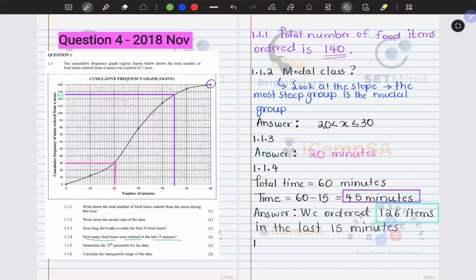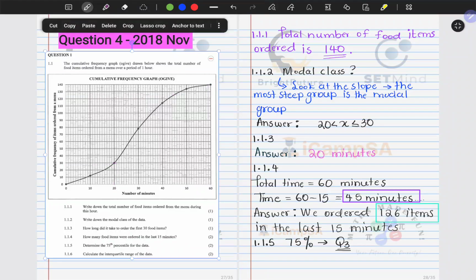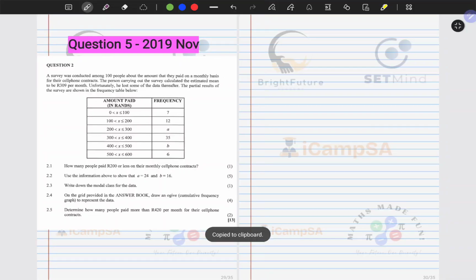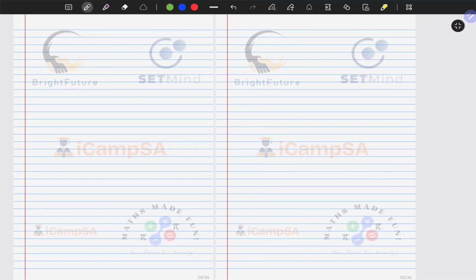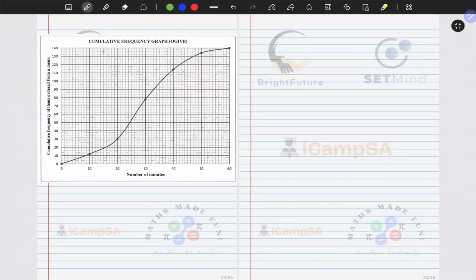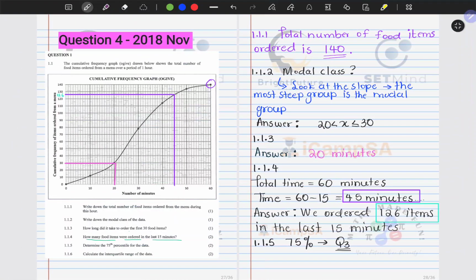And that is question 1.1.5. Let's erase this. Okay, so we are asked to determine the 75th percentile of the data. So we should know that the 75th percentile is just Q3. So they are saying we should determine where Q3 is. So what I'm going to do is copy this and go to the next page. Let's create some space and copy this diagram here. What we want to do is figure out what Q3 is.